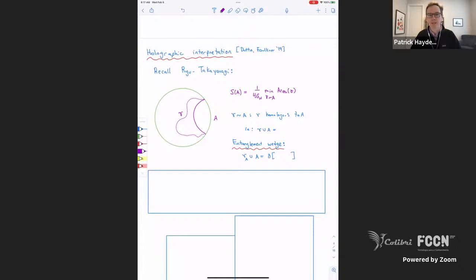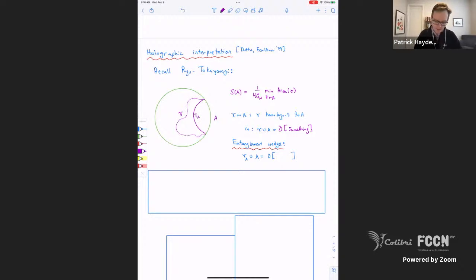And how are they related technically? Gamma should be homologous to A. And what does that mean? In the term from topology, gamma union A should be the boundary of something. So that's the definition: you put them together and they should be the boundary of something of one higher dimension. And we'll call the minimizer gamma sub A.